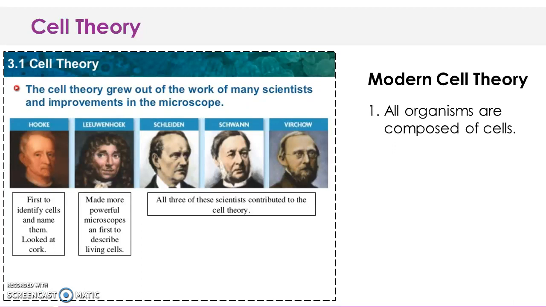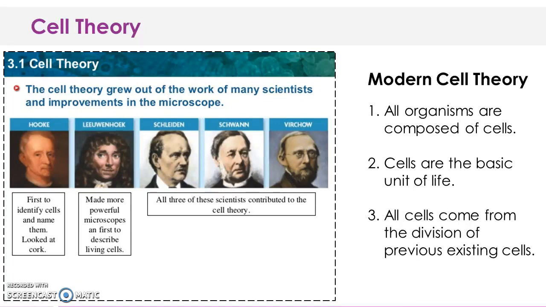So these 5 scientists and their studies led to our better understanding of cells, but the last 3, Schleiden, Schwann, and Virchow, really contributed to the cell theory that we know of today. The modern cell theory is number 1, all organisms are composed of cells. Number 2, cells are the basic unit of life. And number 3, all cells come from the division of previous existing cells. And keep in mind on that third one, new cells have to come from currently living cells. So once a cell has died, it cannot reproduce new cells, similar to once a person has died, they cannot reproduce more offspring.